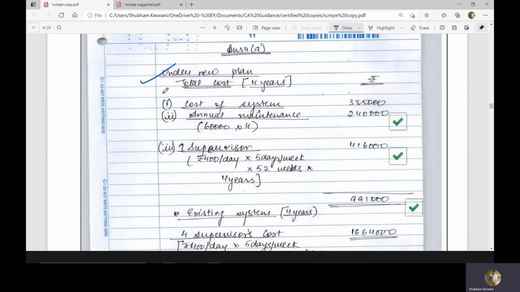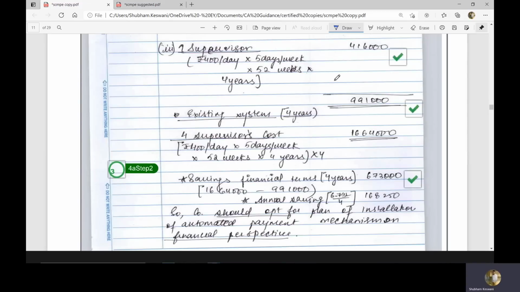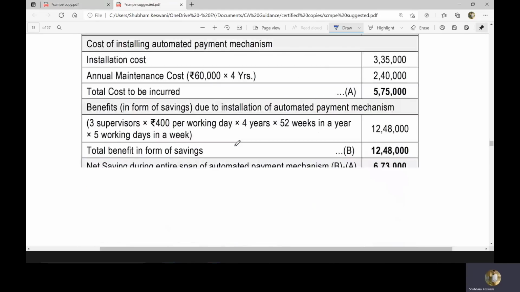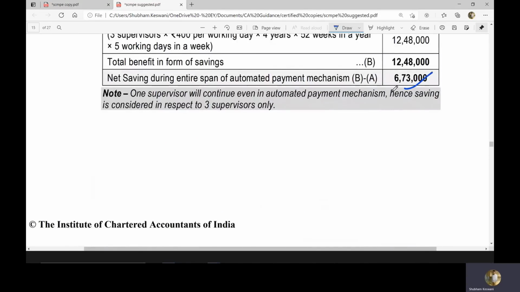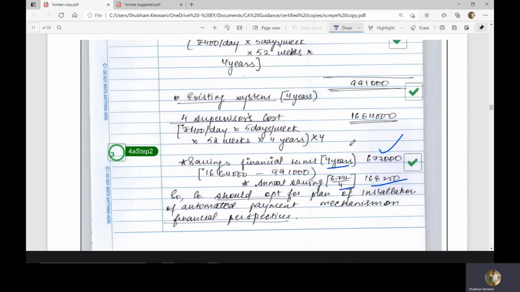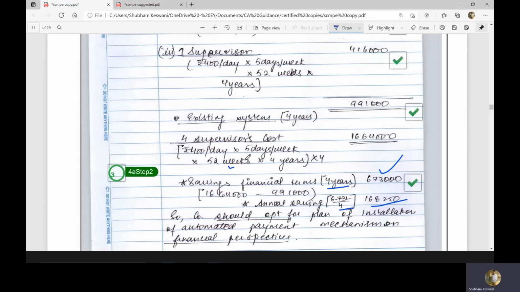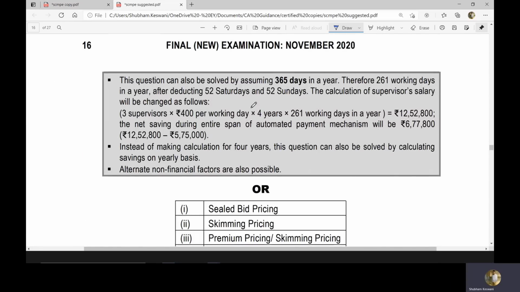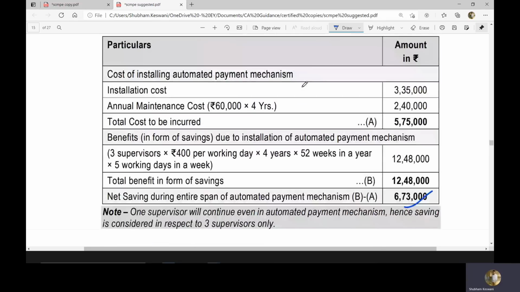When you advise whether to do it or not, there are two types of consideration: financial and non-financial. For the financial consideration, I calculated the benefit, that is 6,73,000 for 4 years, and I also calculated the per annum benefit, because I did not know what kind of answer ICAI would give. Now let's see what ICAI has calculated. 6,73,000, that is for 3 years only. One of the assumptions that I took in the question was 52 weeks, whereas ICAI has solved it using another assumption, 365 days. I don't think that's much of an issue here.